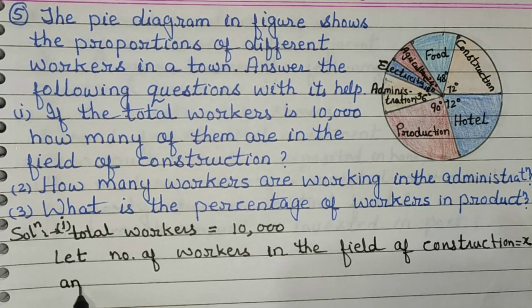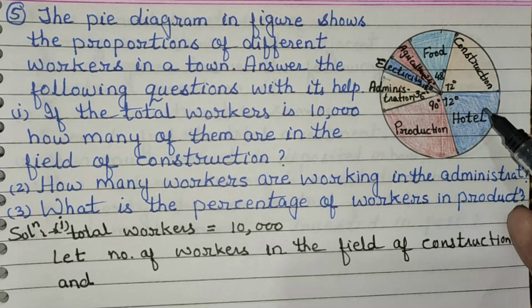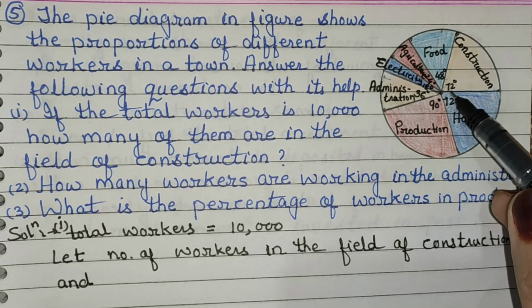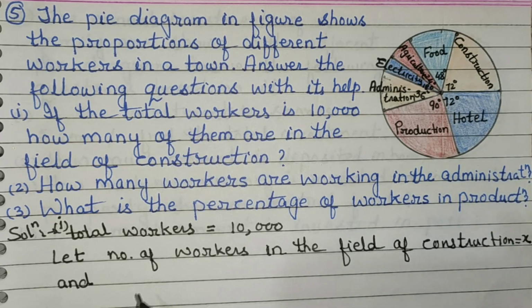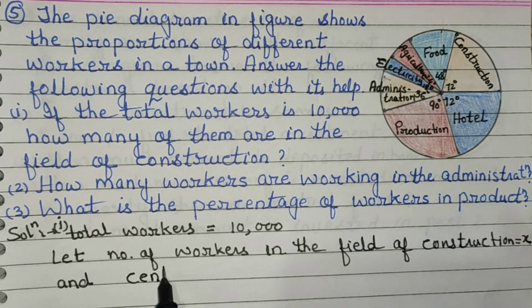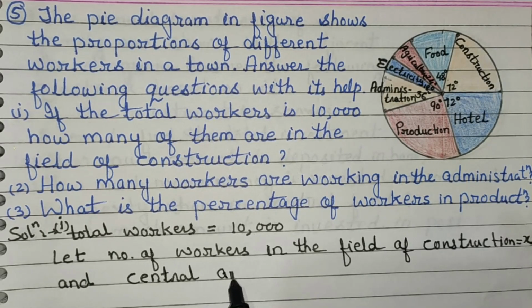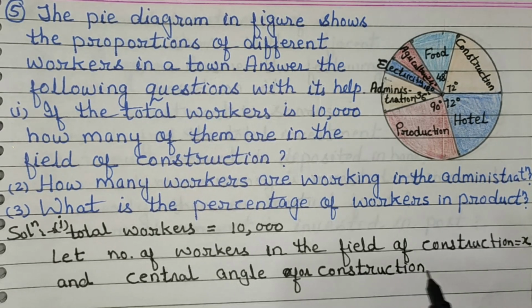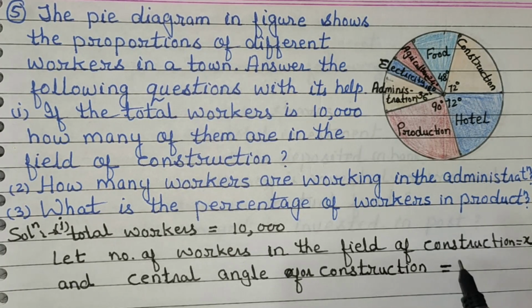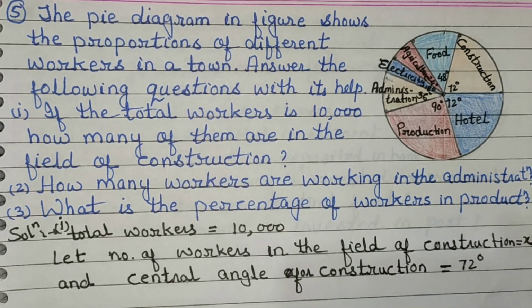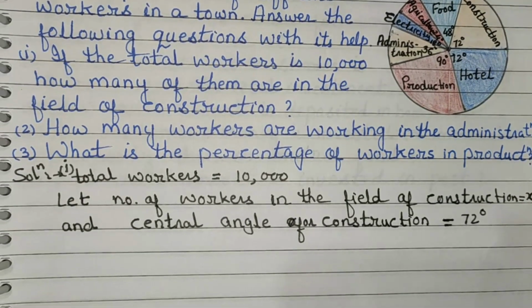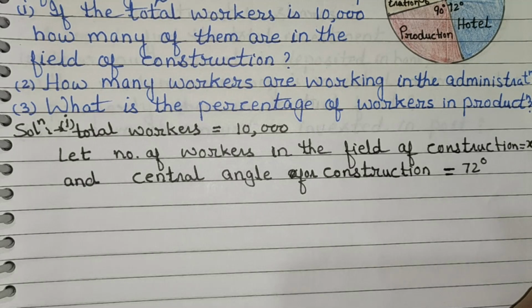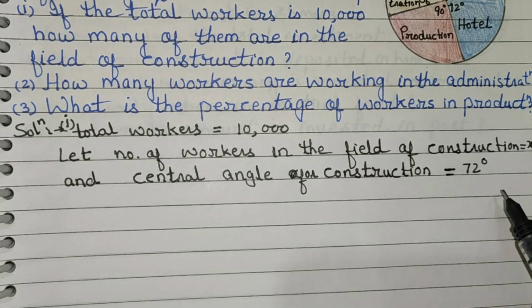And now look at the pie diagram here. Now for construction, central angle is given here, which is equal to 72. Therefore write down here, central angle for construction is equal to 72 degrees. Now we know the formula: central angle is equal to the value of the component divided by total value of all the components multiplied by 360.